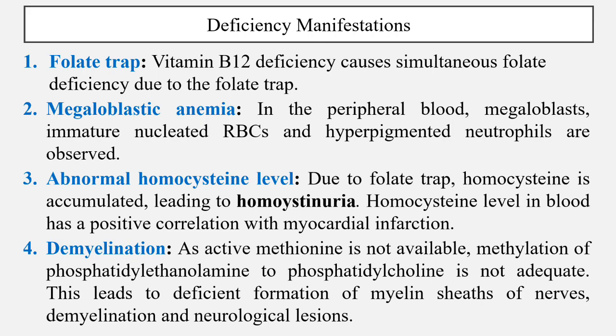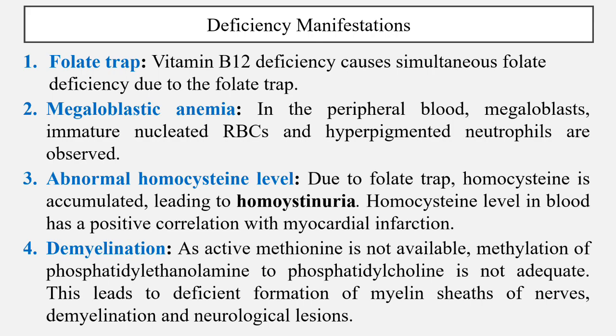Deficiency manifestations of B12. First is the folate trap, which we already discussed. Next, megaloblastic anemia. In the peripheral blood, megaloblasts, which are immature nucleated RBCs, with hypersegmented neutrophils are observed. Next, increased homocysteine levels. In the folate trap, homocysteine levels are increased, which is called homocystinemia, and this is excreted into the urine, called homocysteinuria.